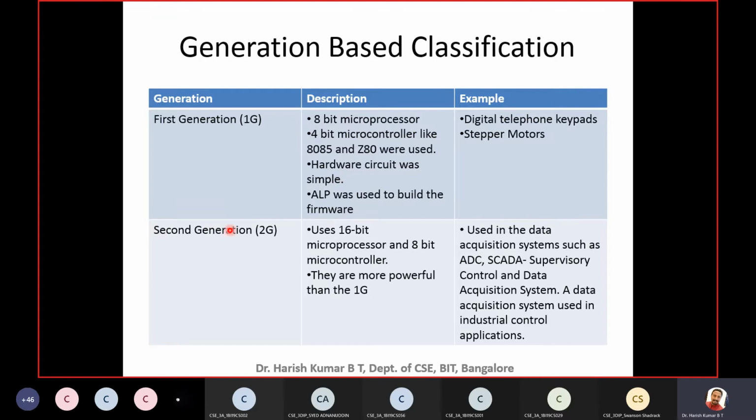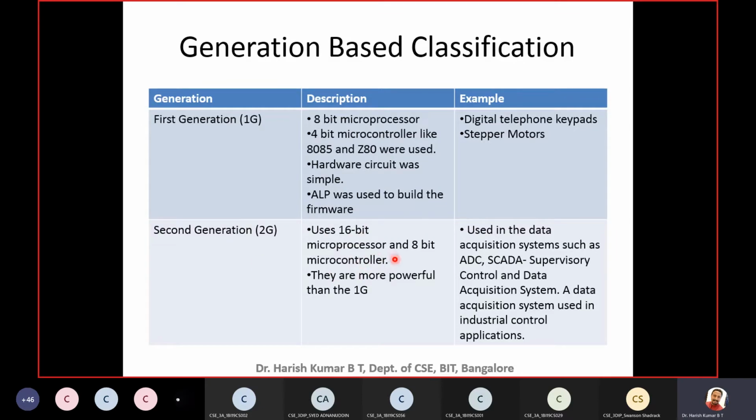So let us look into the second generation embedded system. Just observe what microprocessor, how many bit microprocessor they were using. They were using a 16-bit microprocessor or an 8-bit microcontroller. Okay. And these are more powerful than the 1G. Why more powerful? By looking into the processor itself, we can tell. So this is 16-bit and this is 8-bit microcontroller or 16-bit microprocessor. Even the hardware circuitry also increased appropriately.